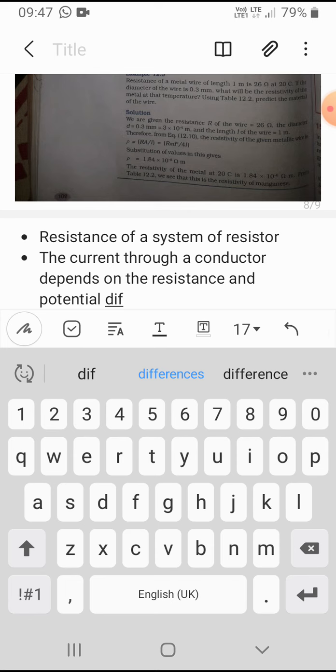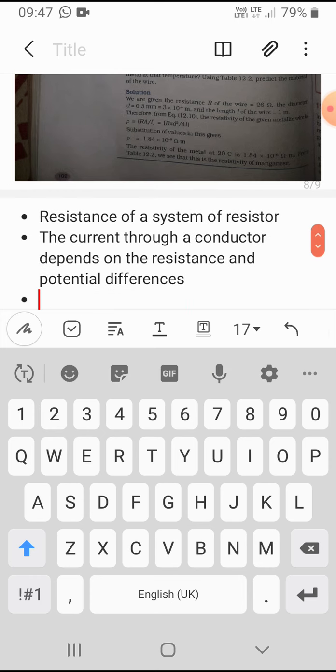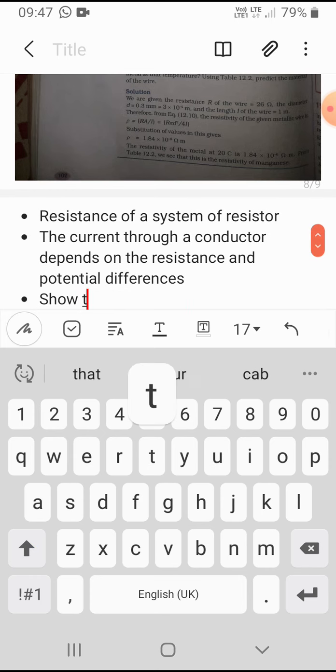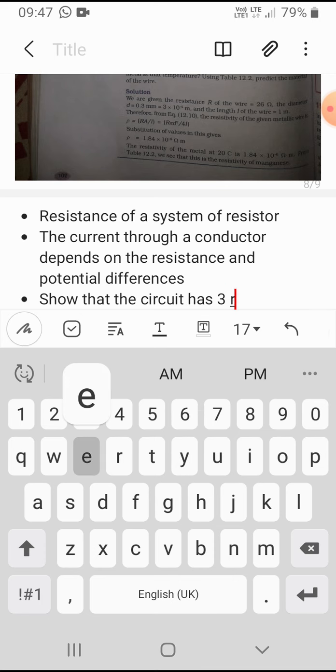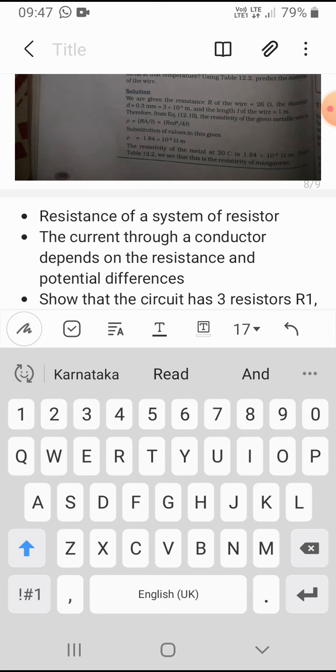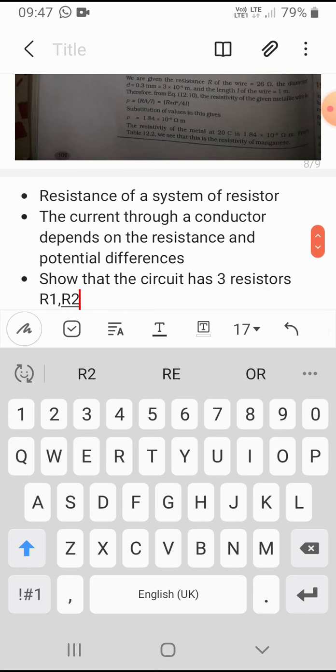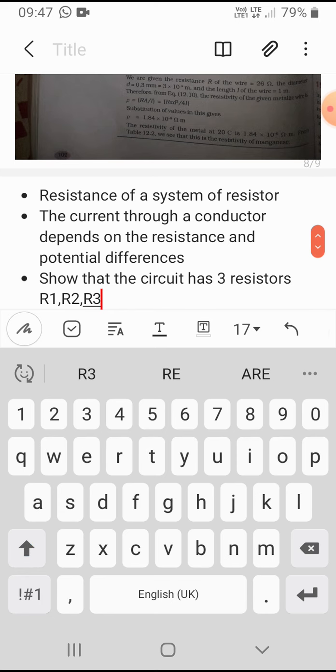And there are some gadgets, so you have to show that a circuit has three resistors, R1, R2 and R3, and they are joined end to end in series. You have to show it.